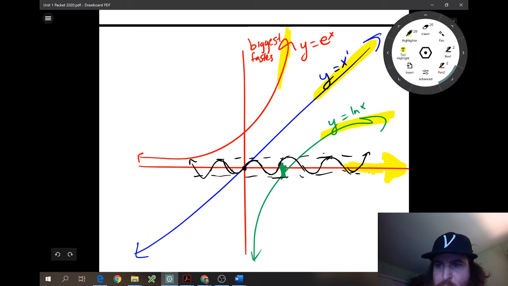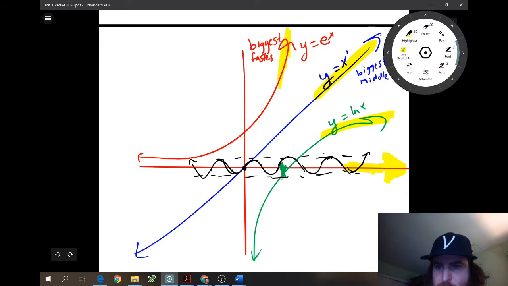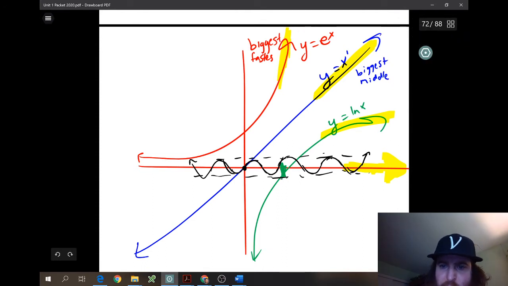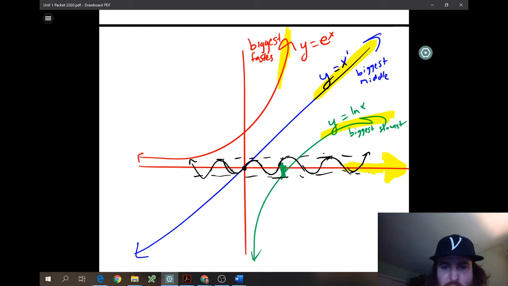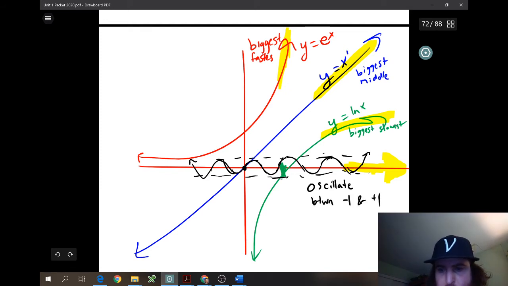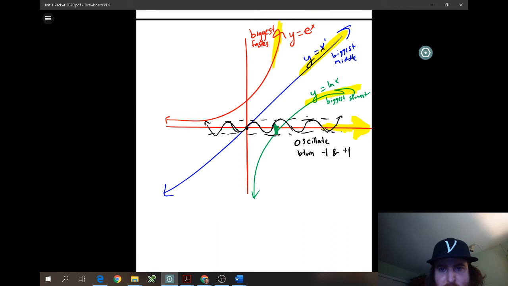Right, y equals x, like our polynomial case, is getting biggest, going to infinity, kind of in the middle. y equals ln of x is going to infinity the slowest. And then sine x actually never gets to infinity. So sine x and cosine x just bounce, or we'll use a better math word, we'll say they oscillate between -1 and +1.